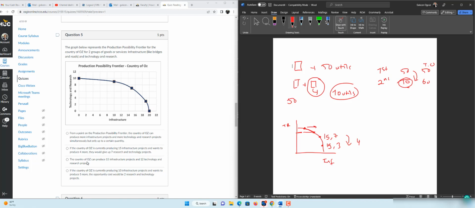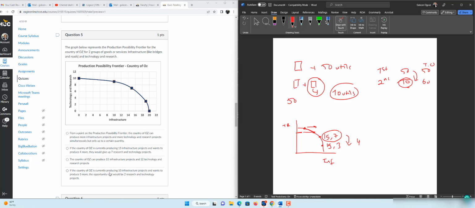And C says that the country of Oz can produce 15 infrastructure projects and 12 technology and research projects. That's not correct. At 15, as you see here, when we have 15 infrastructure, we have 7 technology projects, this point. Therefore, that's not correct as well.